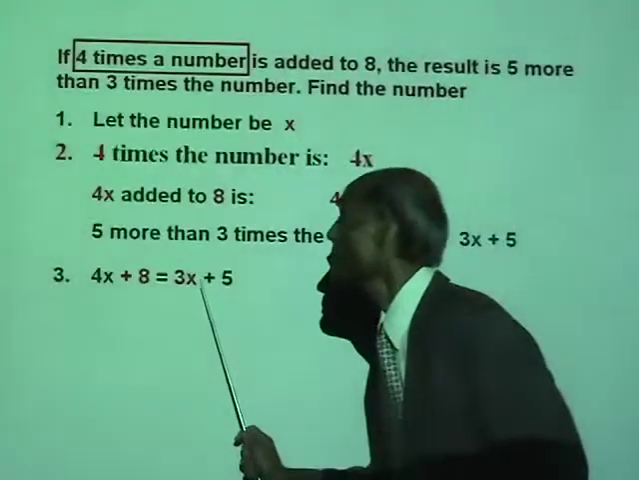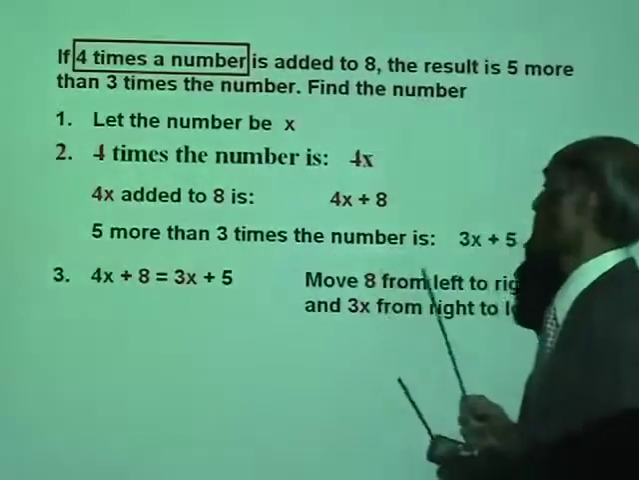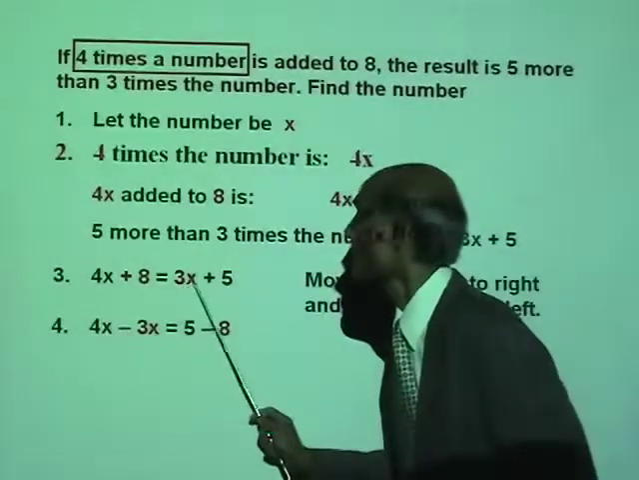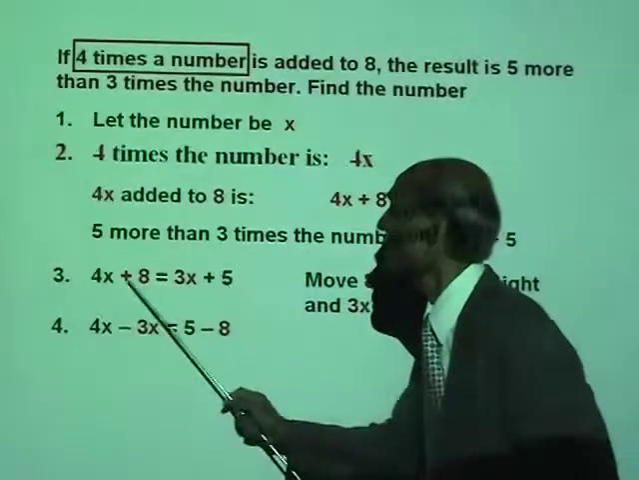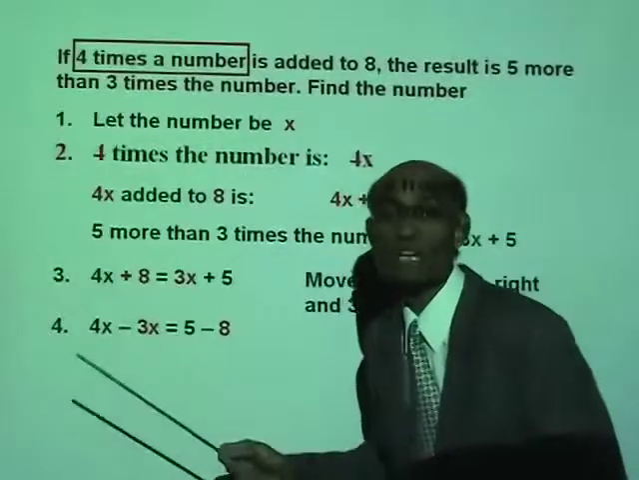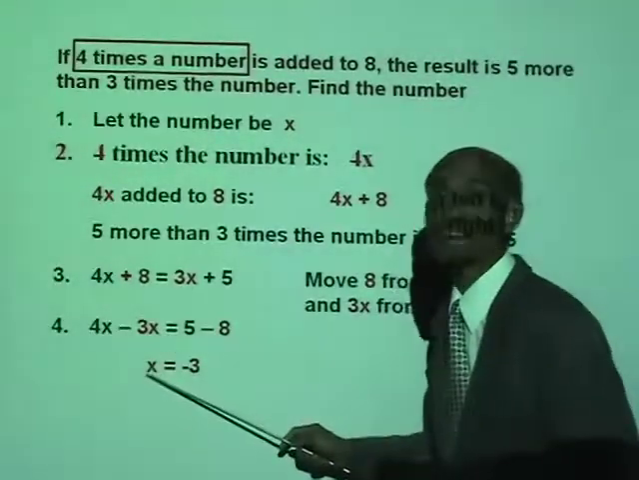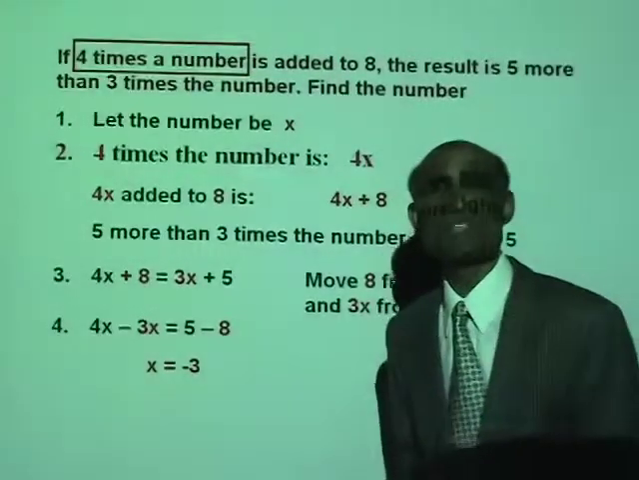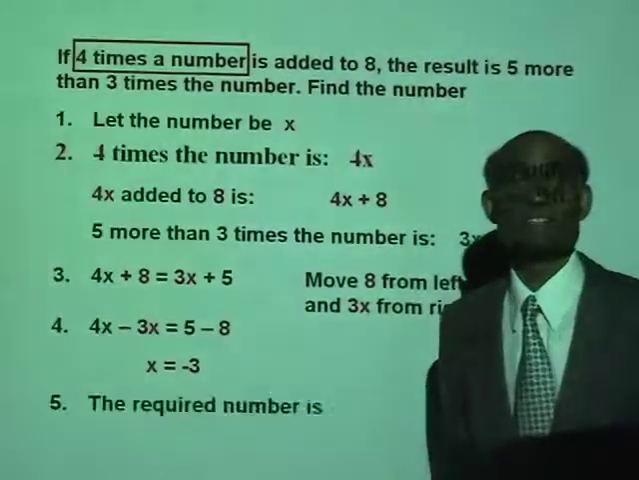We will now move the 3x to the left and positive 8 to the right. That will give me 4x minus 3x equal to 5 minus 8. I hope this skill is now very, very clear to you. 4x minus 3x is an x, and that gives me x equal to negative 3. The required number is negative 3.